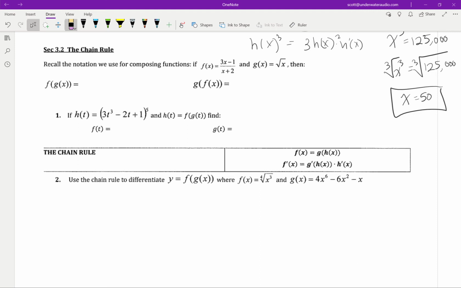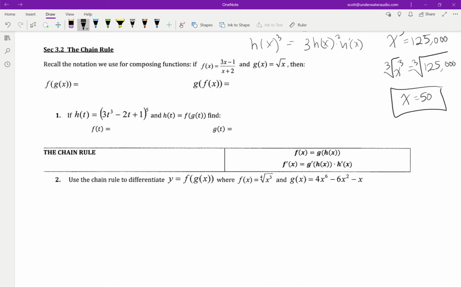All right, section 3.2. Recall the notation we use for composing functions. What I want you to do right now is I'm going to do this example, and if it doesn't make sense to you, I want you to immediately stop and Google composing functions or composition of functions, because the rest of this video will make absolutely no sense if you don't understand this algebra thing. You're also welcome to send me an email and say, I don't get it, and I'll help you find the videos. But I'm betting some people do recognize this.